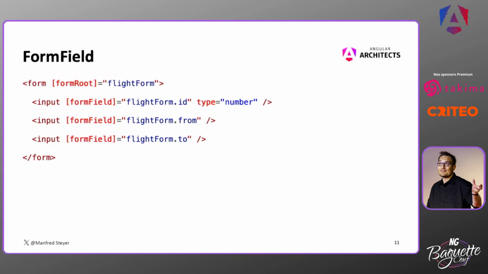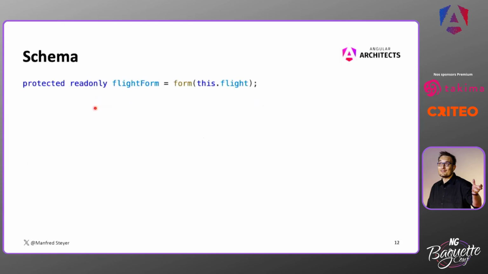Last but not least, you bind everything to your field controls, to your inputs, to your drop-down fields, and meanwhile, you should also bind the entire data structure to your form using form root. Form root is used for the entire data structure. Form field is used for all the fields in there.